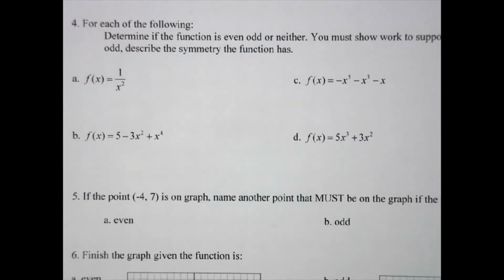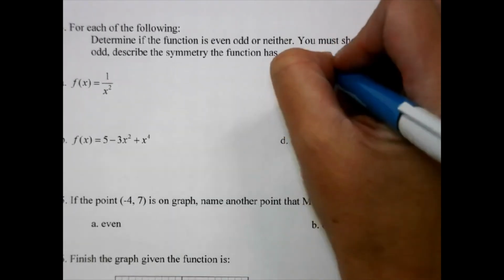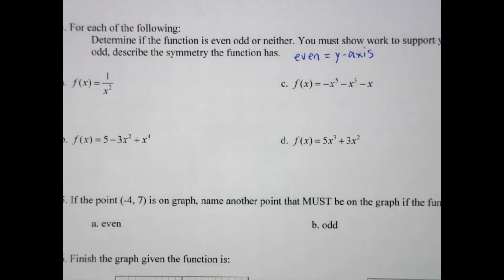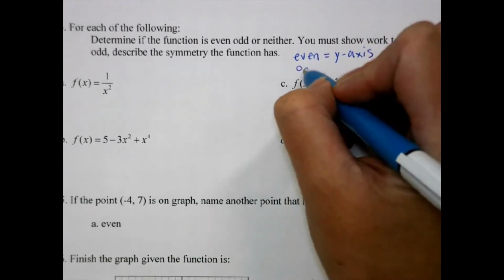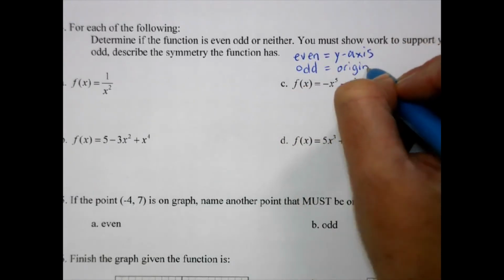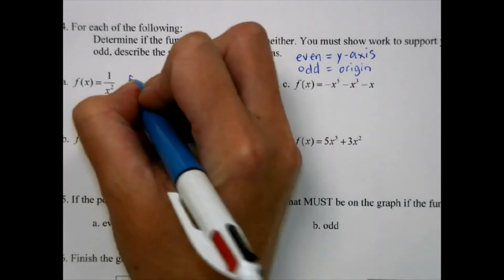For this next section, we're determining if the function is even or odd. The work that we're going to show is plugging in -x, and then the symmetry. If the function is even, it's symmetric to the y-axis. If the function is odd, it is symmetric to the origin. So here, we're going to plug in -x.